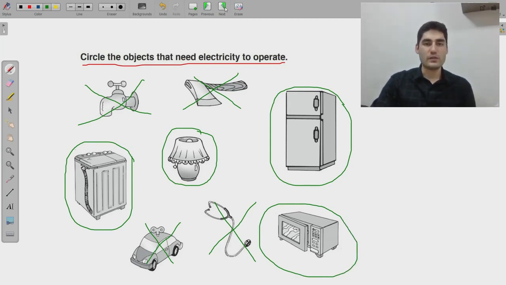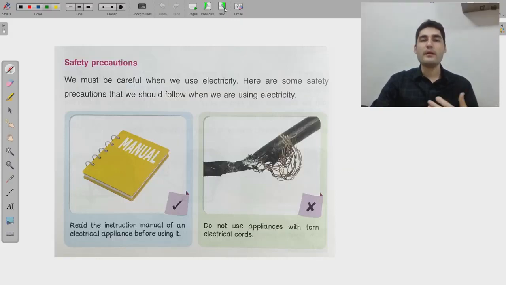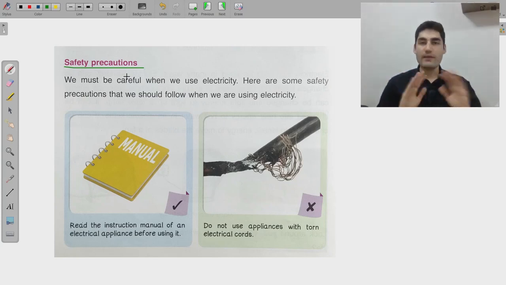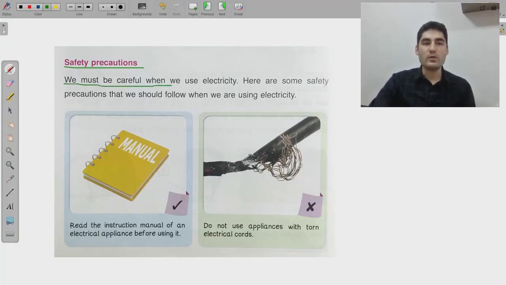Let's look at the next page. Next, we are going to talk about the safety precautions. What does it mean? When we use electricity, we need to make sure it is safe. If it is not safe, we cannot use it because electricity can be really dangerous. Okay? So we must be careful when we use electricity. So here are some safety precautions that we should follow when we are using electricity.